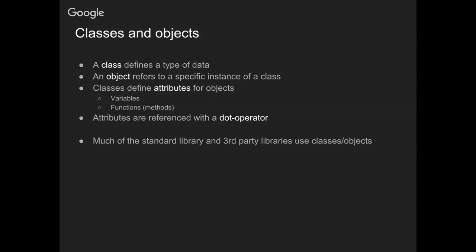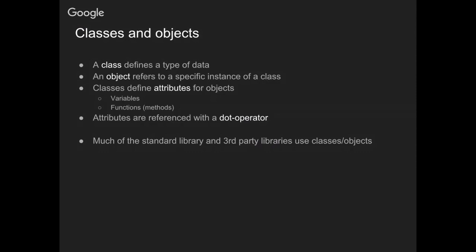For example, when I say integers, I'm talking about a class of numbers. When I say strings, I'm talking about a class of data that is exclusively text. A class defines a type of data. If I said 14, then I would be referring to a specific number. That specific number can be thought of as an instance of its class. 14 is an instance of an integer. My name, Dominic, is an instance of a string. So the Python standard library includes a bunch of classes and objects for us to make use of, but we can also define our own classes and objects.